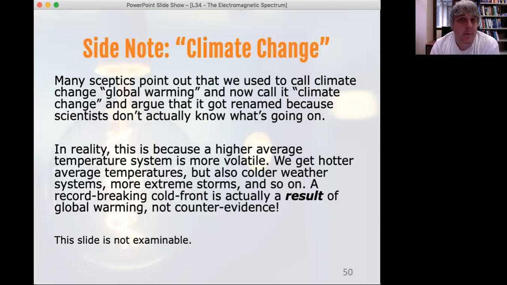So it's not quite the same thing, but it's a similar idea that as the Earth's atmosphere gets more energy overall, then it will start to get these sort of volatile spots, and we will get more fluctuation, more extremes, not just hot extremes, but also cold extremes. So a record-breaking cold front is part of global warming. It's part of climate change. It's not counter evidence, as some people like to claim. So that's just a little comment. As I said, not examinable, but a lot of people are interested in that side of it.